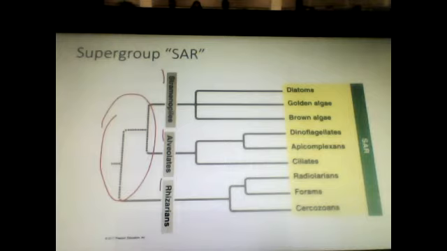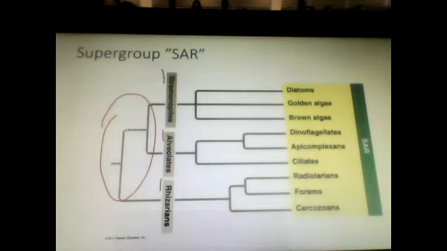This is a phylogenetic tree, remember? So we're hypothesizing evolutionary relationships. This is showing it kind of as a monophyletic tree, meaning everything comes from one ancestor, but we don't really agree on that. So we just use dotted lines. So we're going to talk about all of these groups of the SAR supergroup.